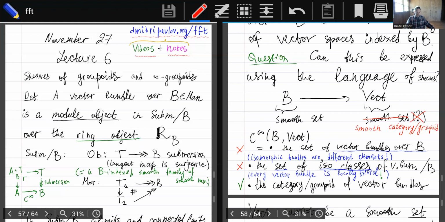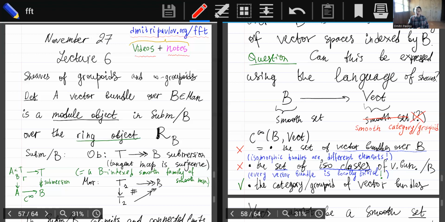Any two vector bundles over B will locally look the same in a sense that over B we can pick a good cover, and when we restrict to elements of this good cover, any two vector bundles will become isomorphic because they will be trivial. Well, if they have the same dimension, they will be isomorphic. Otherwise, the dimension will be the only remaining invariant. So it doesn't work because we identify too much.